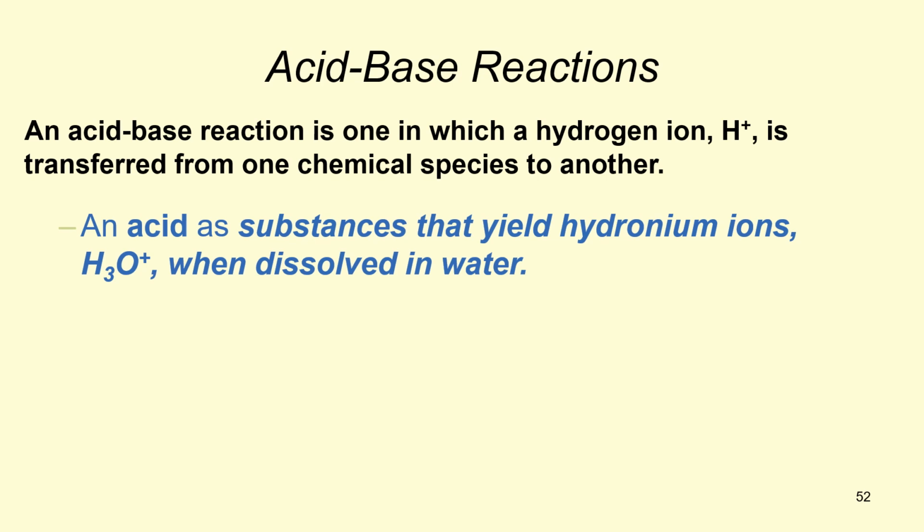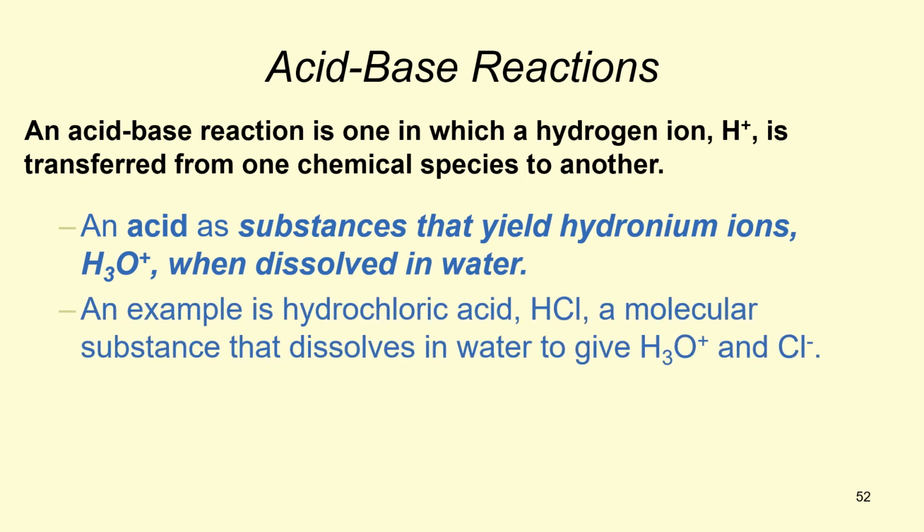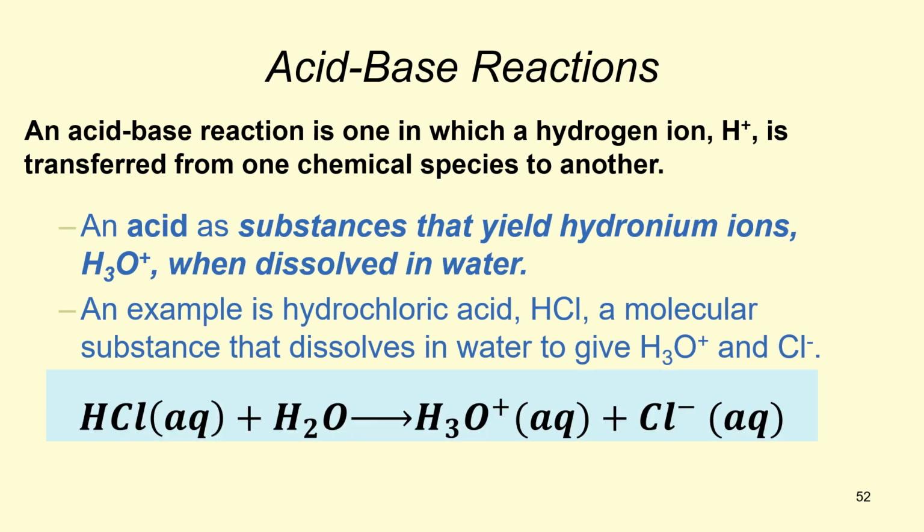So an acid is a substance that, when it's dissolved in water, will yield H+ ions or H3O+ ions, which are called hydronium ions. So what happens is the H plus gets attached to a water, and that's what a hydronium ion is. For example, if you have hydrochloric acid, HCl, it will dissolve in water to give H3O plus and Cl negative. So the H plus attaches itself to the H2O to give us hydronium, and the Cl negative is left over.